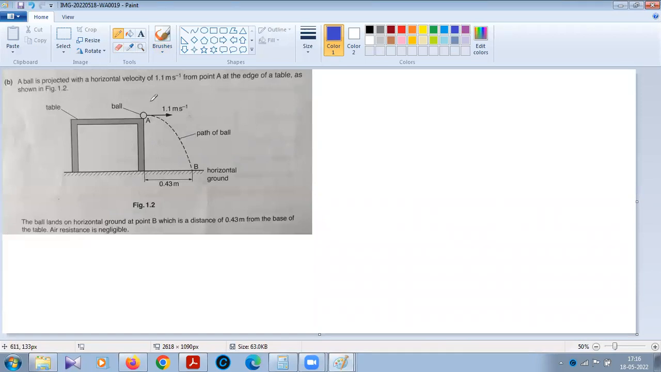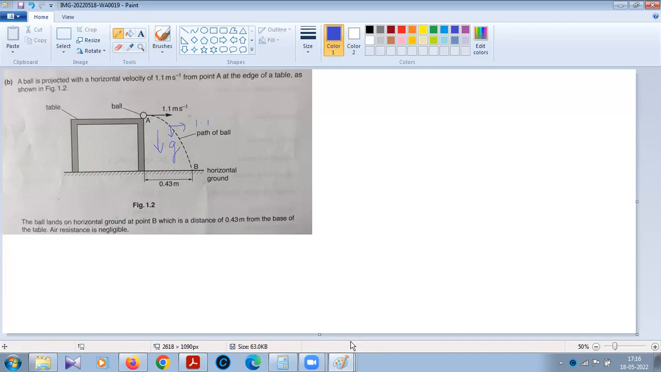A ball is projected with horizontal velocity 1.1 meter per second from a point A at the edge of a table as shown in the figure. Okay. Ball is falling like this. The horizontal velocity remains constant, but there is acceleration in the downward direction. So there will be another component of velocity that will come in. So this will remain 1.1 and then this velocity keeps on increasing because of acceleration in the downward direction.